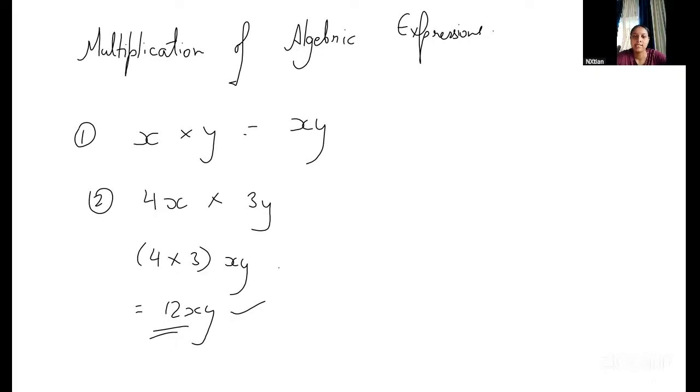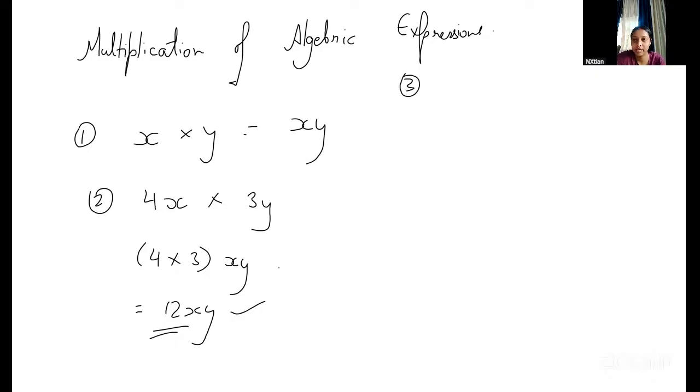Sometimes we might also have two variables when we have two like terms. In like terms we'll have the same variables. Look at this example.